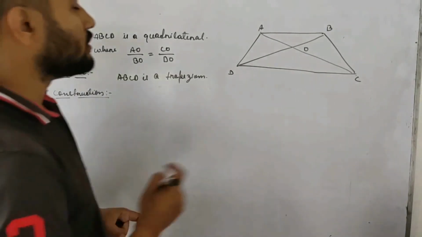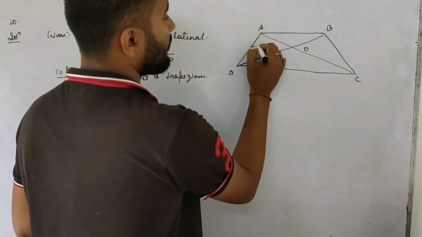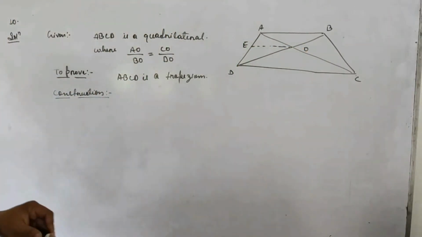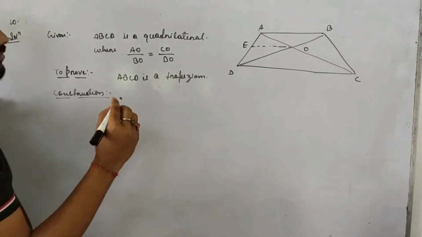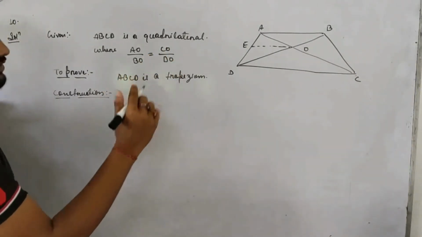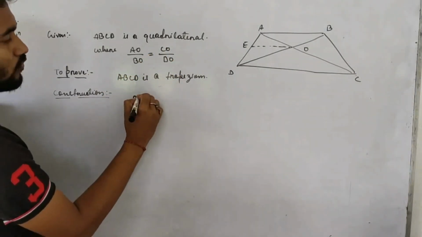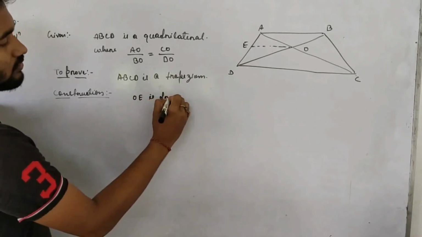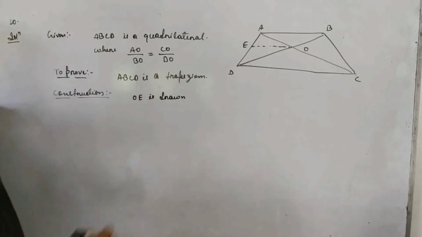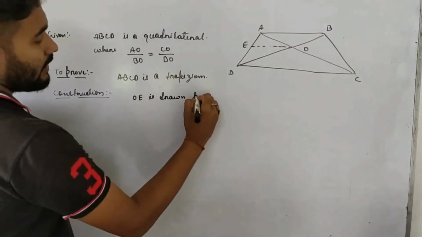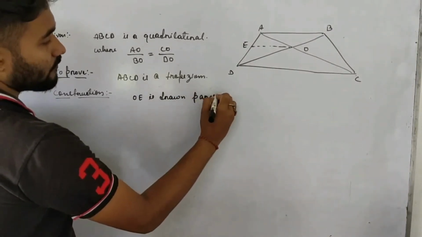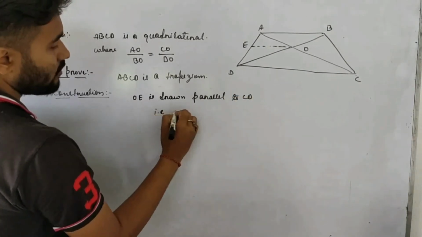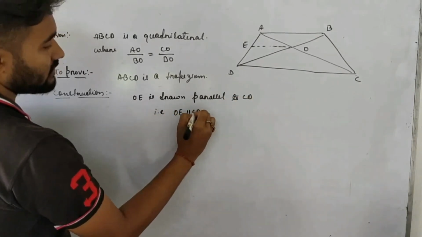What will be the construction? Same construction we will do again. Say E. Okay. Now, just while writing the construction, you see, we will write OE is drawn parallel to CD. That is, OE parallel to CD.